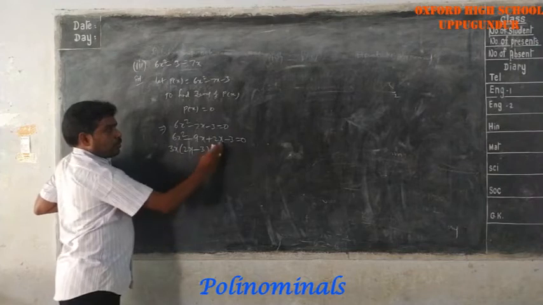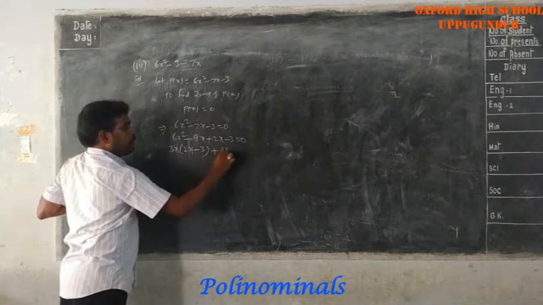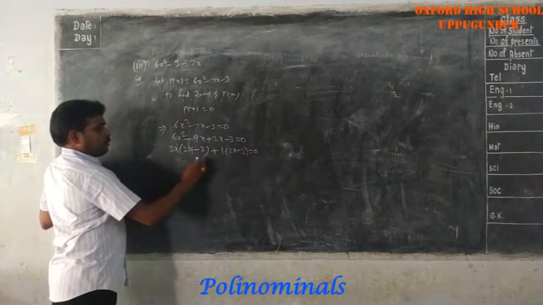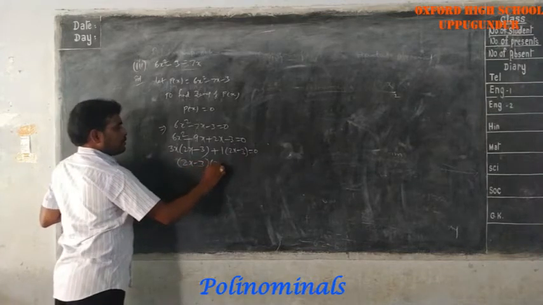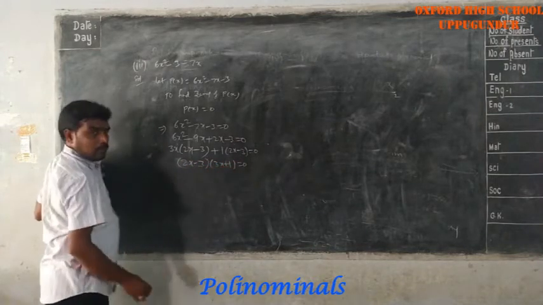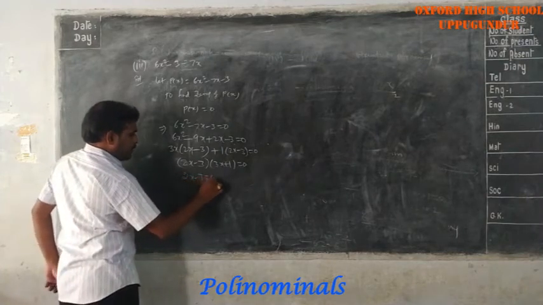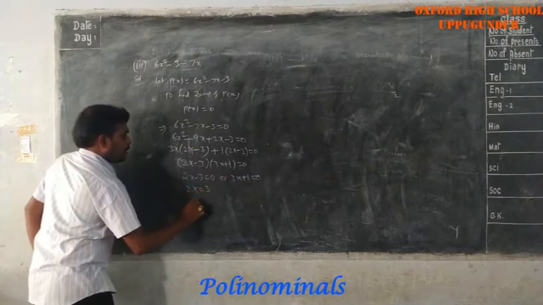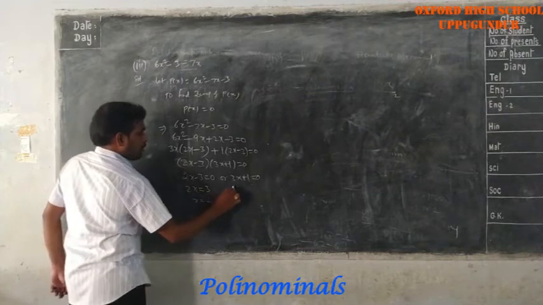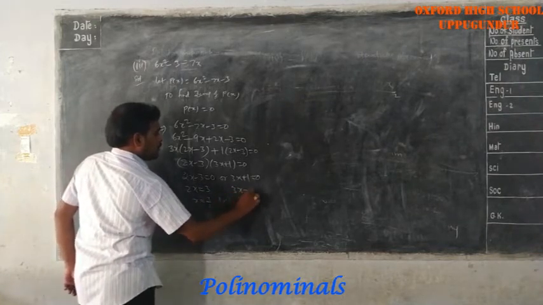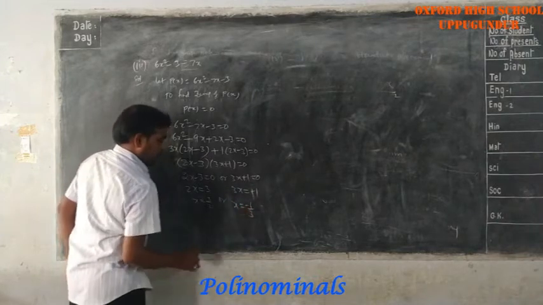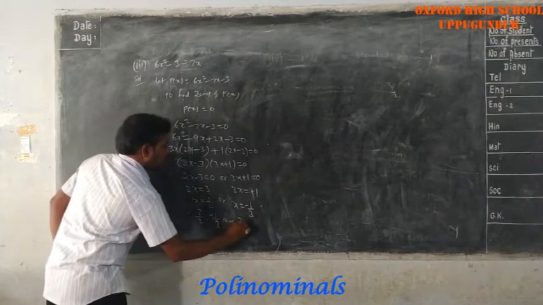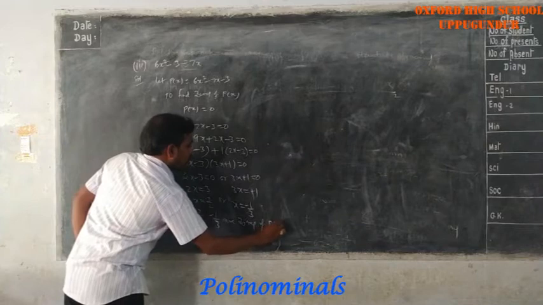In these other two, there is no number common, means 1 is common. So 1 into 2x minus 3 equal to 0. So 3x and 1, among these two, 2x minus 3 is common. So 2x minus 3 into 3x plus 1 equal to 0. So either 2x minus 3 equal to 0 or 3x plus 1 equal to 0. So 2x equal to 3, x equal to 3 by 2. Or 3x equal to minus 1, x equal to minus 1 by 3. Therefore, 3 by 2 comma minus 1 by 3 are zeros of P of x.